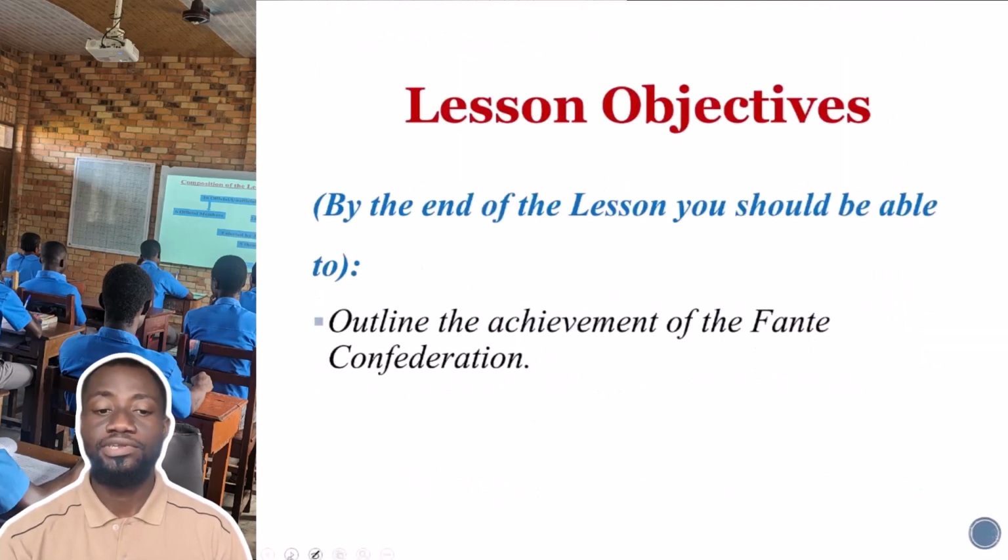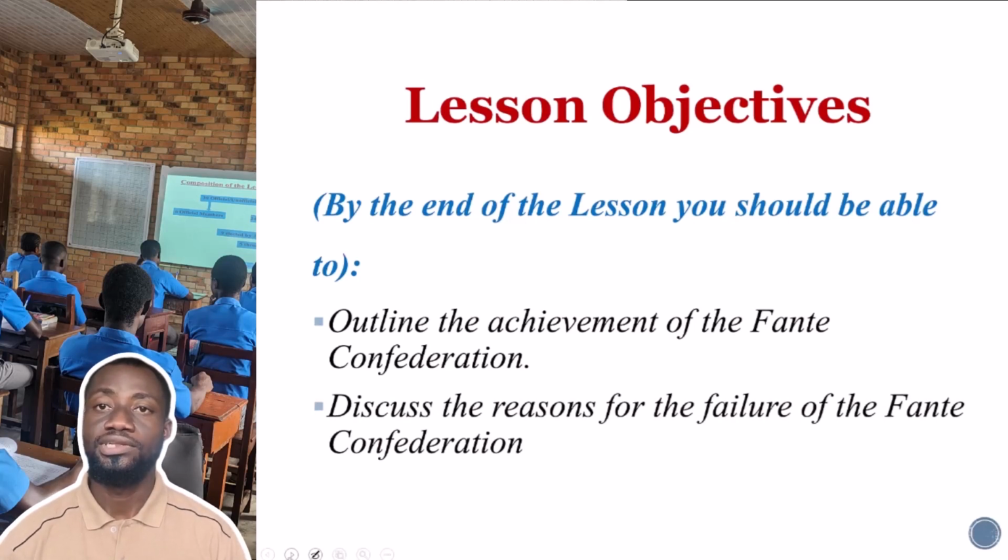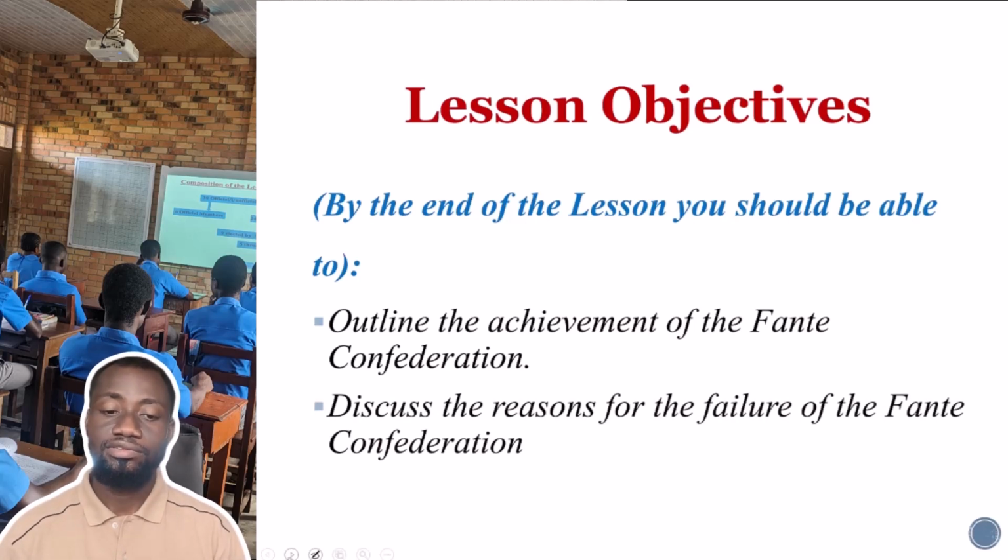Our first objective is for us to be able to outline the achievements of the Fante Confederation. The last one has to do with being able to discuss the reasons for the failure of the Fante Confederation. Why did the Confederation fail? Why didn't it stand the test of time? You should be able to do these two things by the end of our discussion. These objectives are going to guide us as we move forward.